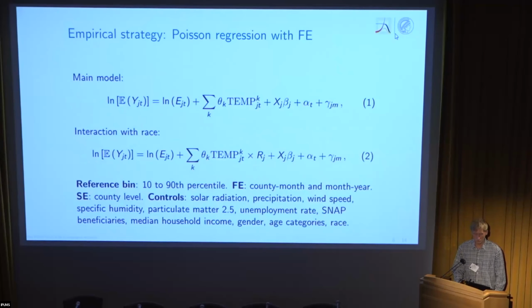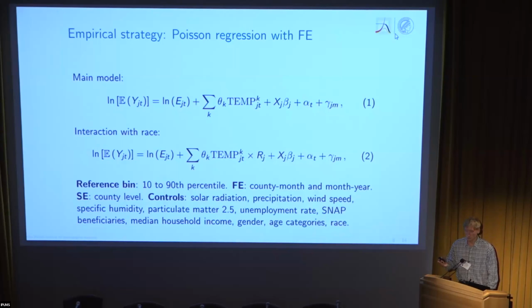And in the empirical strategy, we use a Poisson regression with fixed effects. So the fixed effects would be county by month and month by year fixed effects. In this way, we try to account for possible biases related to seasonality or other factors that might relate to higher increases in deaths in certain times of the year. And we also control for all the factors that I explained before.